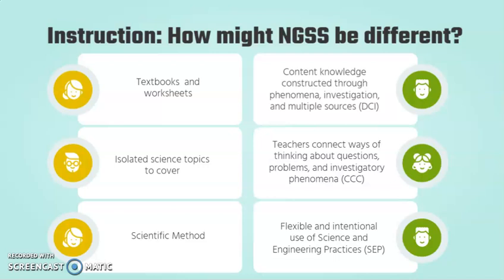And this is the main one that really surprises teachers, because we mostly all learned with scientific method and we're taught to teach scientific method. That actually switches into flexible and intentional use of the science and engineering practices. And John Mark will tell you more about that in lesson 1.3.